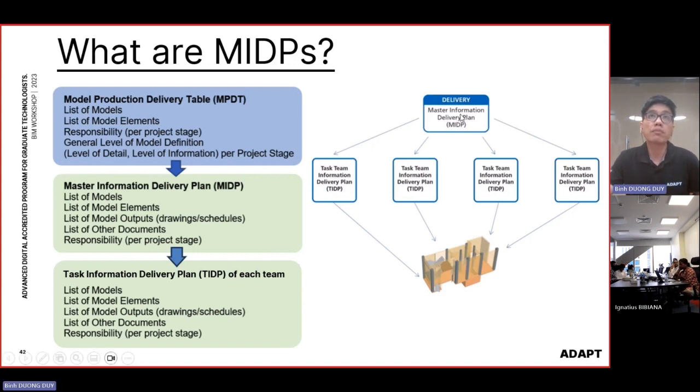So actually the MIDP, Master Information Delivery Plan, is created by many different TIDPs. So TIDP is the same, a list of model components, a list of the elements, a list of the outputs, and what timeline for the outputs. But this comes from different teams. For example, the architect is giving one schedule, the timeline to deliver the architect components. Structure is giving a different timeline with a different schedule, mechanical giving different, electrical giving different, and combining all of them, we have the one master. So this is the planning to deliver the digital model or BIM model.